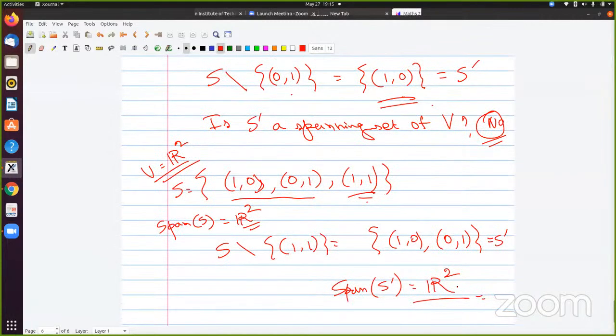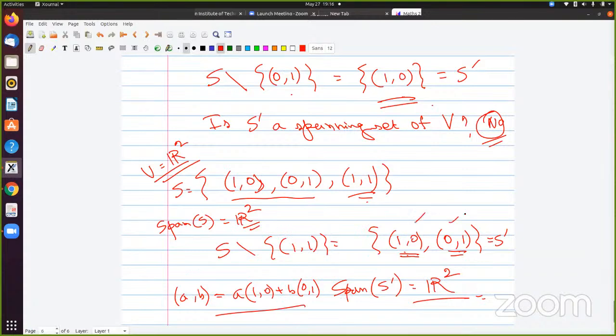So after removing this, when I get the S prime, how will I be able to generate all the elements? Here it is 1, 0 and 0, 1. So what does any element of R2 look like? A comma B, right? So how can we write it as a linear combination of these two? This is a linear combination, right? So you can write any element of R2 as a linear combination of these two elements.